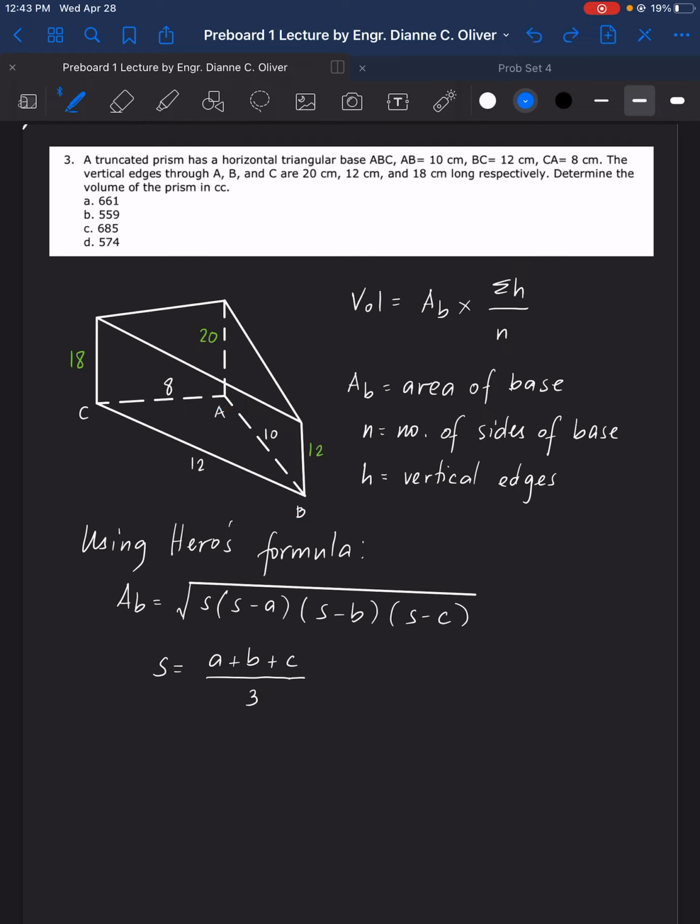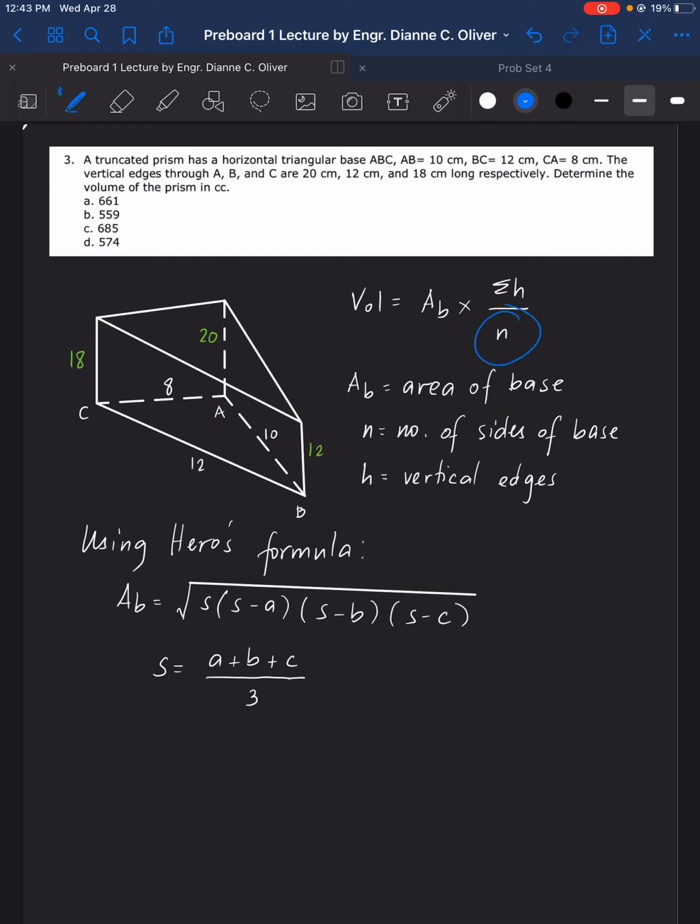Then it's asking for the volume of this prism. So we need to find the volume of this prism. To find the volume of the truncated prism, we need this formula. Volume is equal to A sub B, or the area of the base, multiplied by the summation of H divided by N. The summation of H means the summation of the vertical sides, so the 18, 20, and 12.